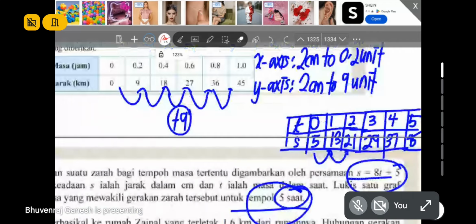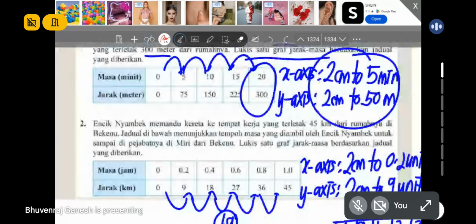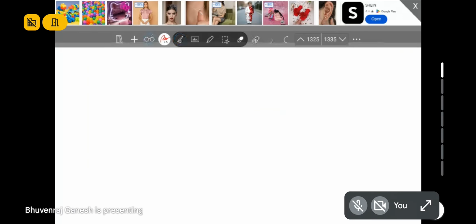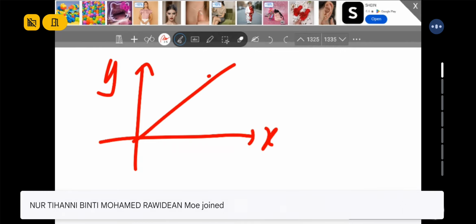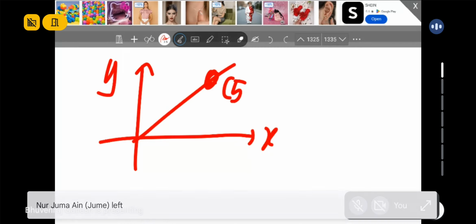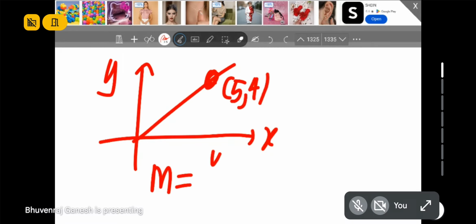Okay, y over x. Okay, simple. I give you guys a situation. Okay, I draw here lah. Okay, empty page. Okay, so Daniel Hafiz, listen carefully ya. Dengar betul-betul. Okay, if your graph is like this, y, x. Okay, let's say you got a coordinate here, 5, 4. Formula for gradient, y over x.